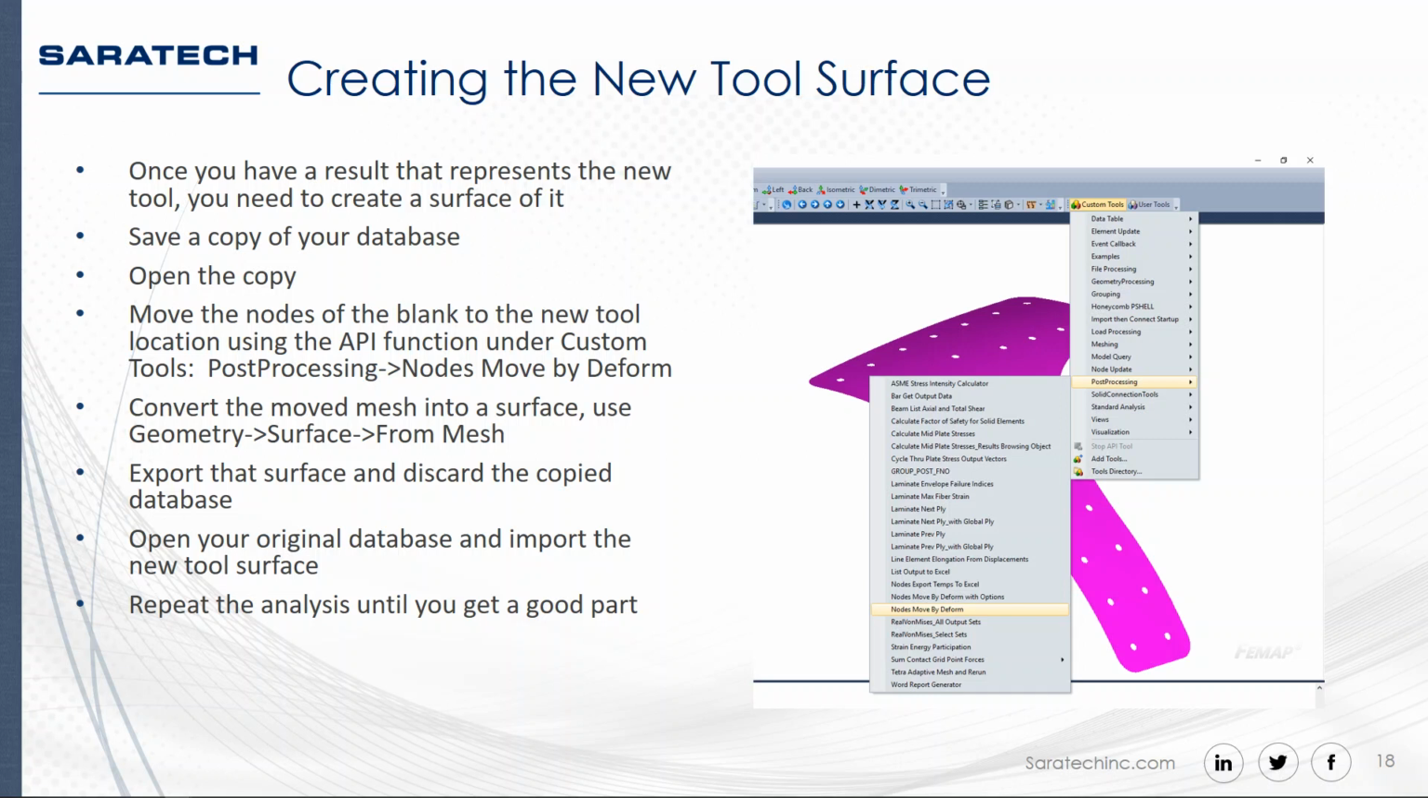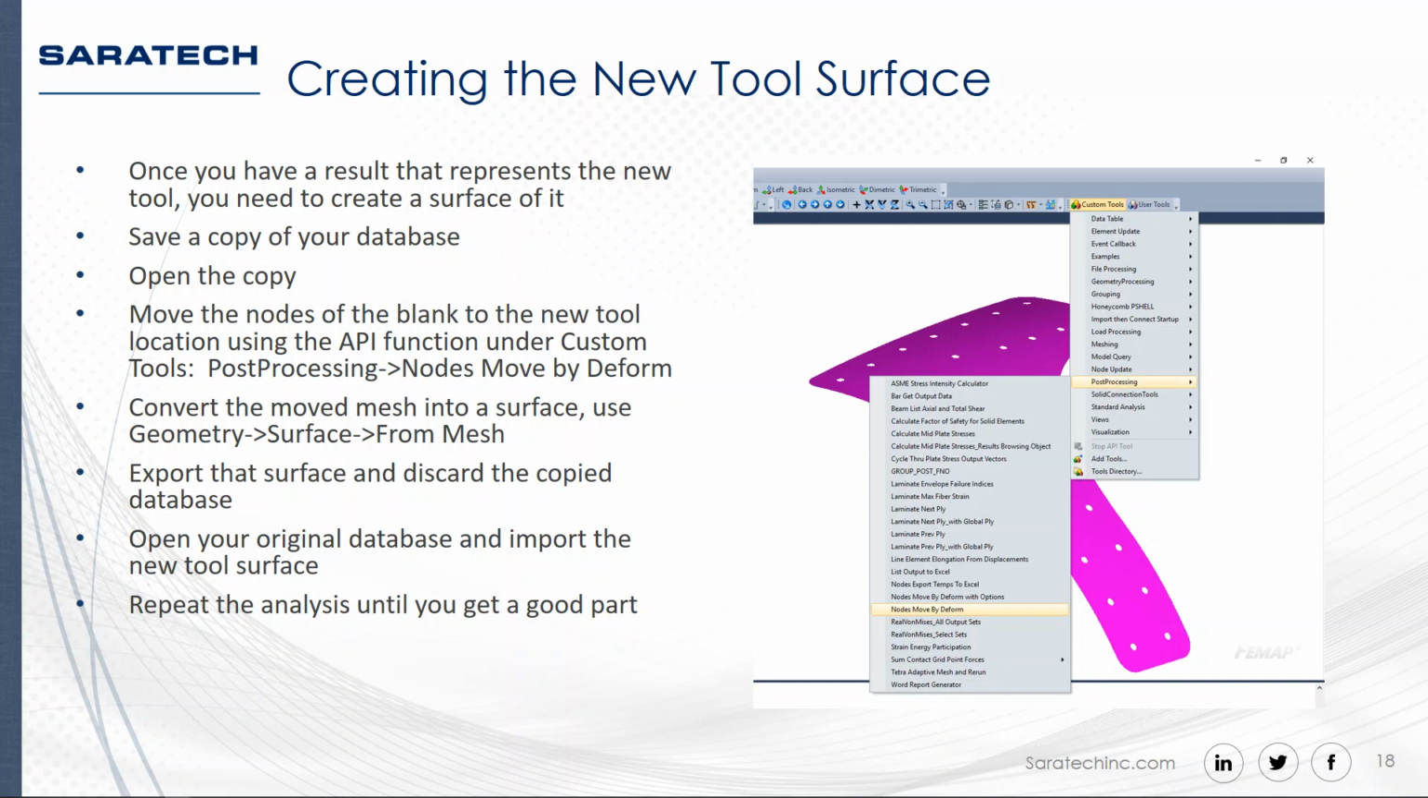If you look under the custom tools, under the post-processing sub option, and look all the way down, you'll see there's something called move nodes by deform. And that's what we're going to use in this case. We're going to use that function to take our blank and move it to the new desired tool shape that we've calculated. Once we've done that, we're going to convert that into a new surface using the surface from mesh option under the geometry menu.